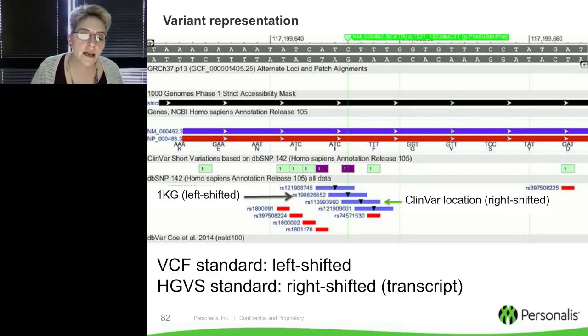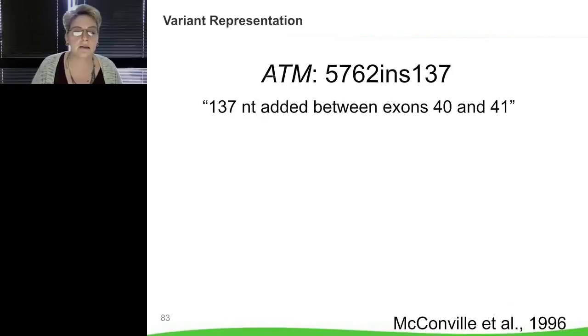Now, I have heard many people say, well, can't we just right shift VCF? But that's not going to solve the problem, because the HGVS standard is with respect to the transcript. Since about half your transcripts are on the plus strand and half are on the negative strand, your VCF is going to be shifted wrong half the time regardless of what your standard is. So in terms of how you integrate this data, you have to take that into account so that you can get the best annotation possible.